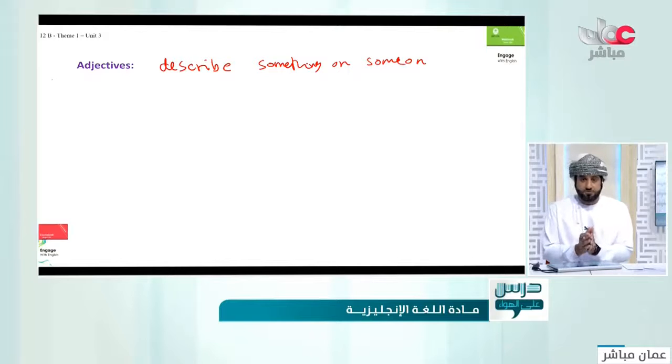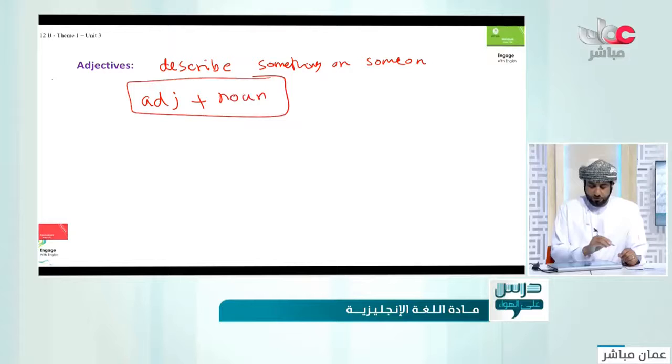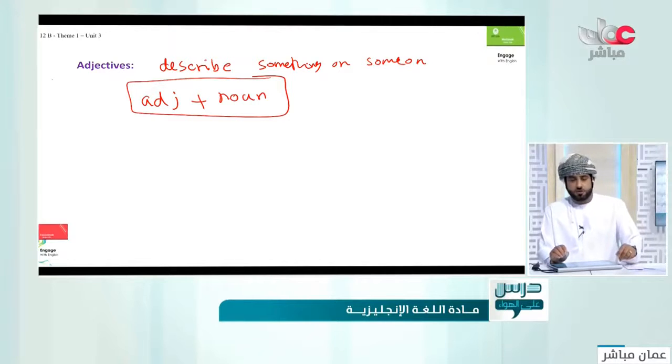So now we have to mention that the adjective comes before the noun. The adjective comes before the noun like this. So look, adjective plus noun. This is the structure in English. And if you ask me, can we put more than one adjective before the noun?